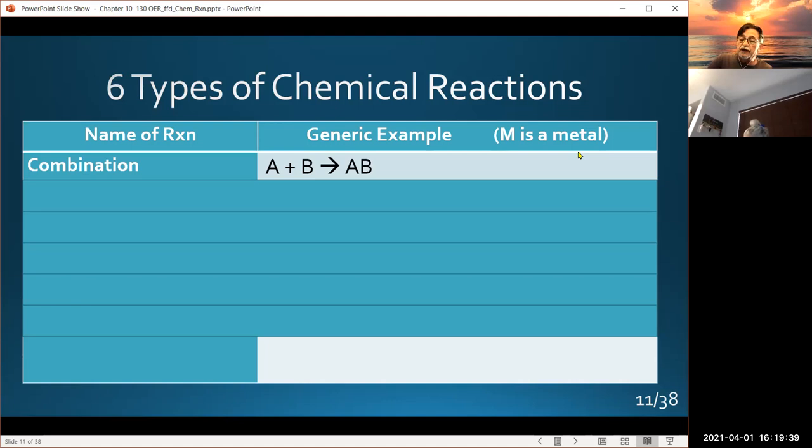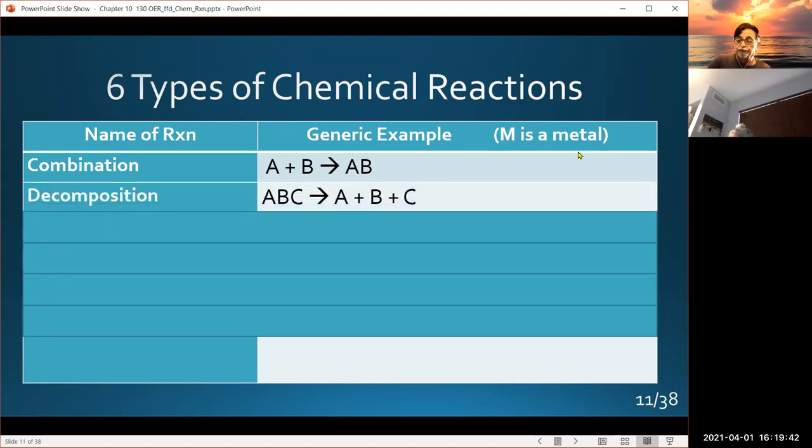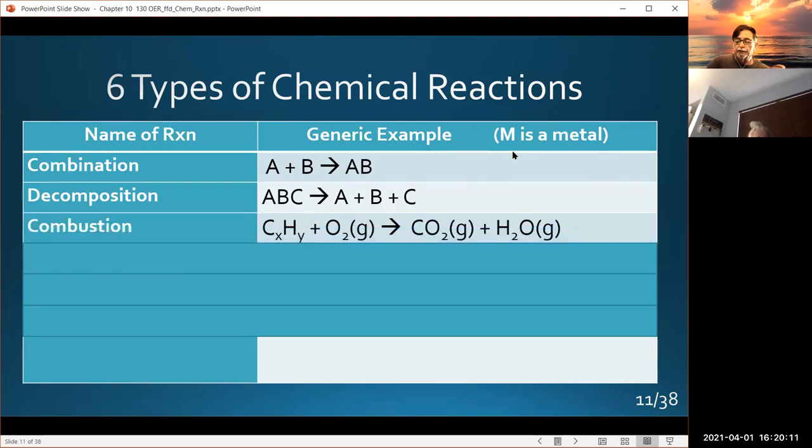Now, the reverse of that is a decomposition reaction. Notice in the combination reaction, we had at least a minimum of 2 separate reactants to give us a single product. With the decomposition reaction, we begin with a single reactant and we do something to it and we break it apart into components. In this scenario, the components A, B, and C are created, separate components. Decomposition reaction.